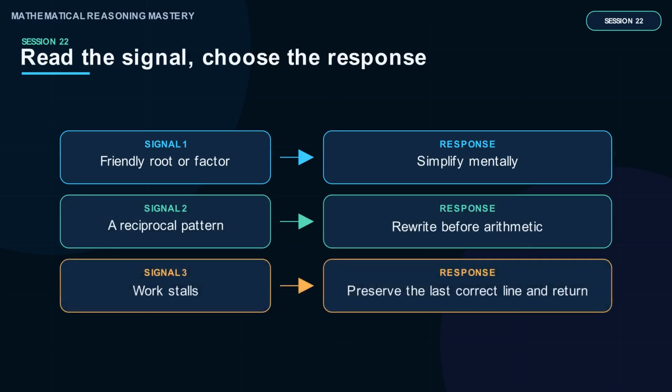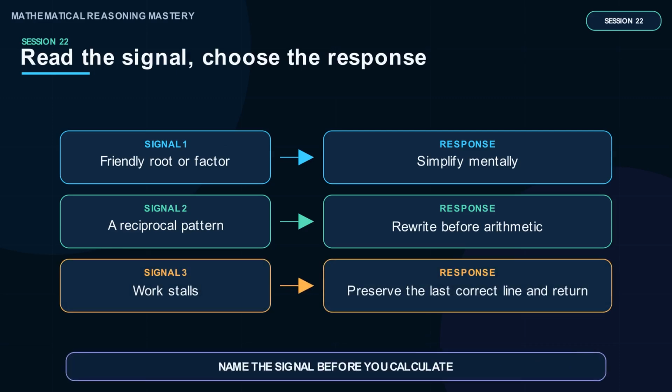Signal 3 is when work stalls. Remember, preserve the last correct line and return. This separates plausible work from valid reasoning. If you cannot name the signal, pause and classify. A deliberate choice of method is usually faster than repairing a rushed setup.